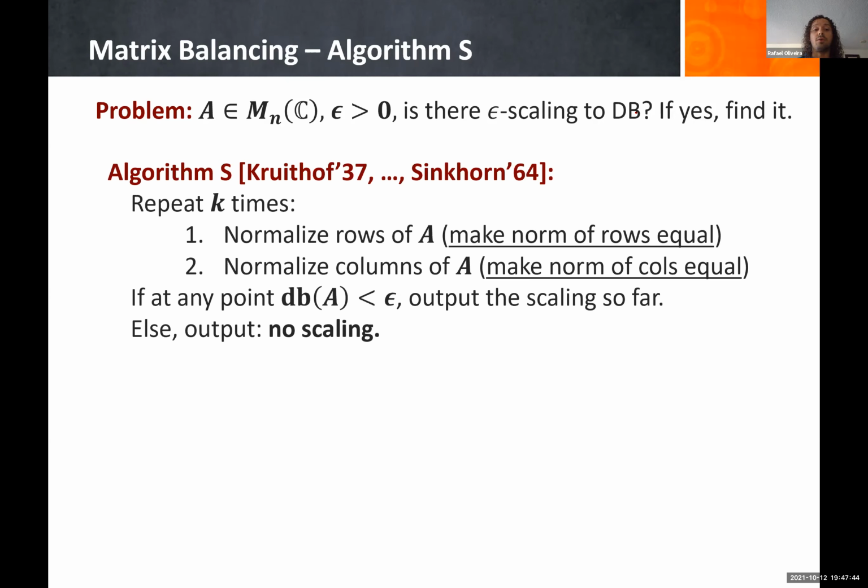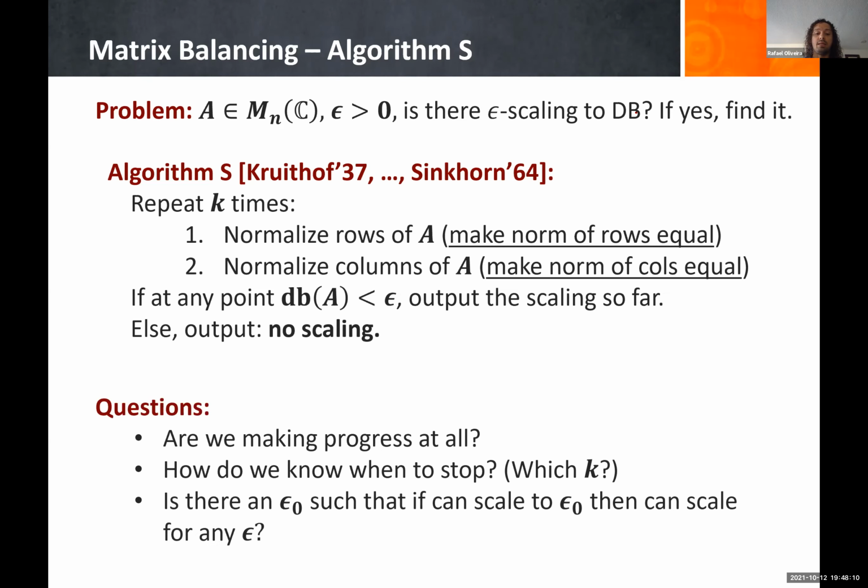Here, the algorithm is: you repeat k times, which is what Ankit described to you guys, we normalize the rows of A, and then we normalize the columns of A. Normalizing just means making the norm of the rows equal and the norm of the columns equal, whatever norm you decide to choose. Then, if at any point the distance to doubly balanced is less than epsilon, we output the scaling that we have so far. Otherwise, we output that there's no scaling.